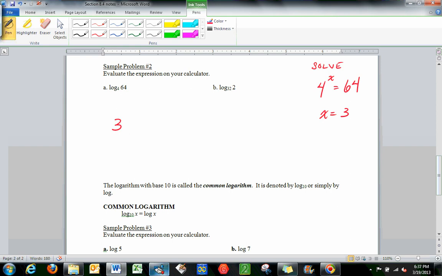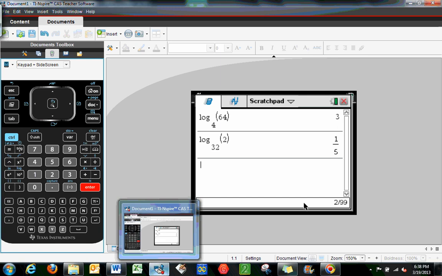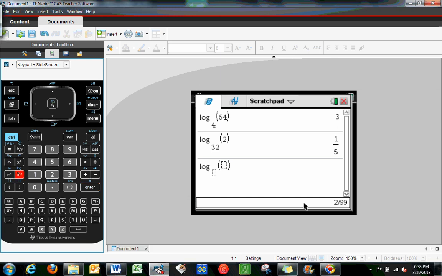So if we go back here, we can use our log function again. And this time we're doing 32. Oops, sorry about that. Try that again. So 32, and then I'm going to tab over, and then that's going to be 2, and that gives me 1/5. Now, your calculator may have given you something like this.